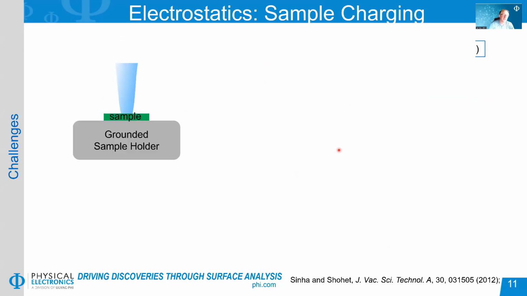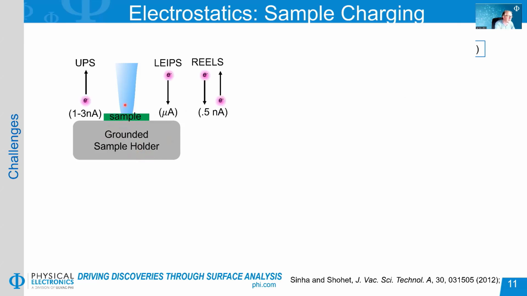Okay. The second source of electrostatics being a problem here is sample charging. So this is a very simple diagram, right? You have your grounded sample holder, you have your sample, which maybe has some band gap to it, and you have current flow, right? If you're doing UPS, you have around a few nanoamps of photoelectron current. If you're doing LEIPS, you probably have closer to microamps of incoming electrons.